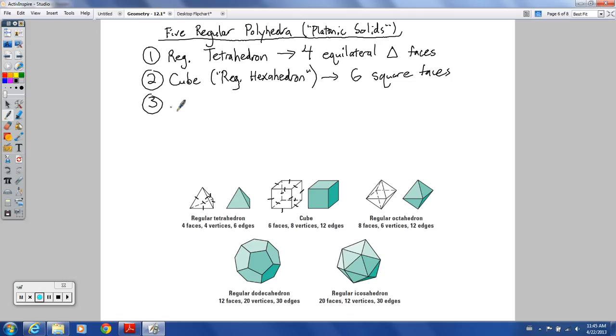So a third one would be a regular octahedron. It's got 8 faces that are all the same. Regular octahedron. And notice, yes, just like octagon, octahedron starts with the same prefix, that octa. We've got 8 equilateral triangle faces once again.